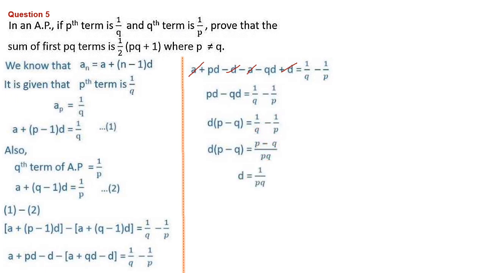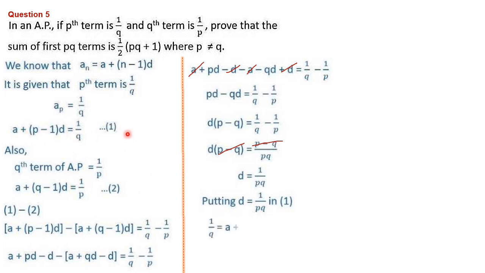So d is equal to, here you can see on the right hand side and left hand side the numerators are the same, p minus q, both we can cancel. So d is equal to, here the numerator has only one left, so 1 divided by pq, the common difference we have got. Then putting d is equal to 1 by pq in equation number 1, either 1 or 2, any one you can choose.